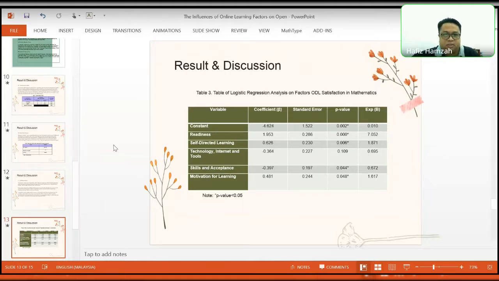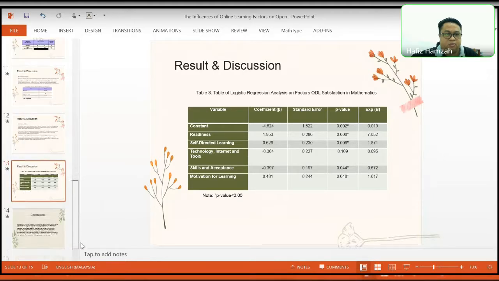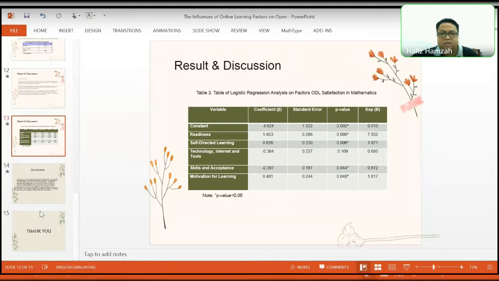Okay, so that will be our results and discussion. So we can see that students are satisfied with readiness, self-directed learning, skill and acceptance, and also motivation for learning. Only technology and internet, maybe because they have been familiar with this technology most of the time. So most of the students already have their online or smartphone. Right.